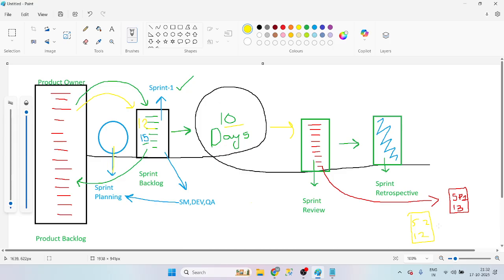Again, now what is this product increment? Product increment is the addition of the previous build plus the current build. Now these two will be combined in a single box, that is 13 plus 12, 25.